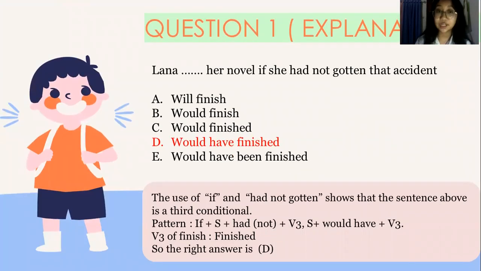The answer is D because the use of if here and had not gotten shows that the sentence here is a third conditional sentence, which has the structure if plus subject plus had not, because this sentence is a negative sentence, plus verb 3, and for the result, subject plus would have plus verb 3. So as you can see here from the answers, the verb used here is finish. But since it is the third conditional, the verb must be used in the form of the past participle or verb 3. So the verb 3 of finish is finished with ed. So the right answer would be D, would have finished.